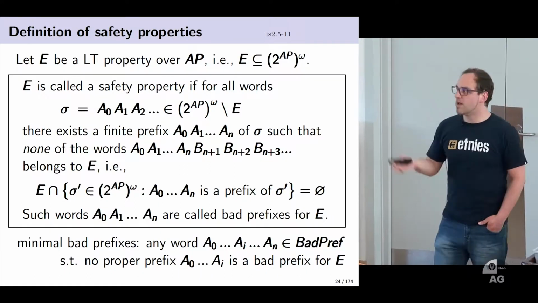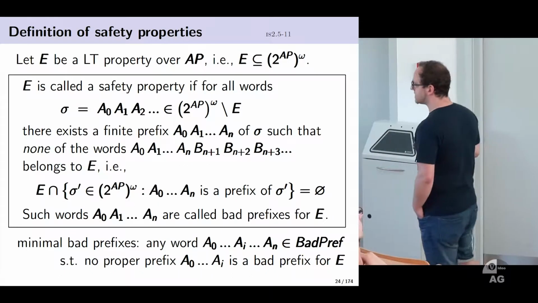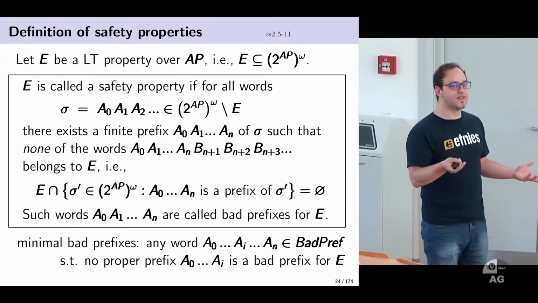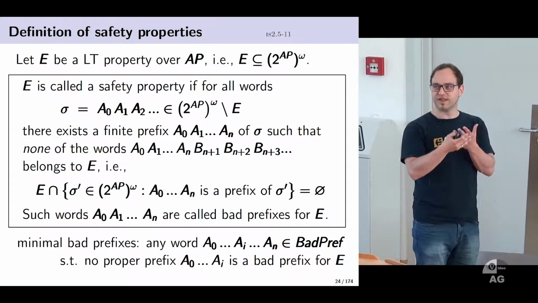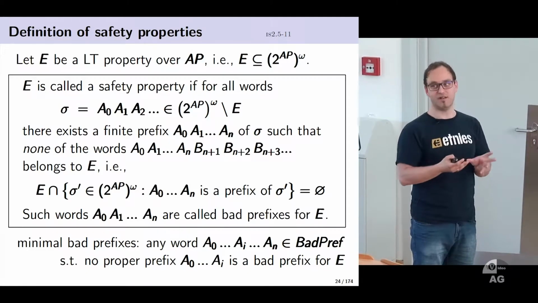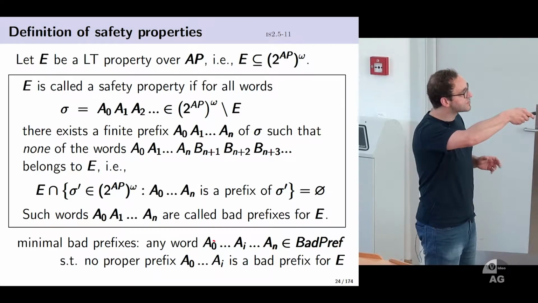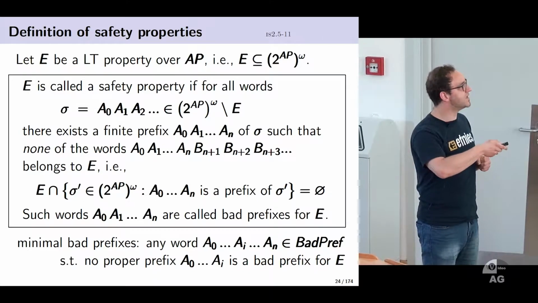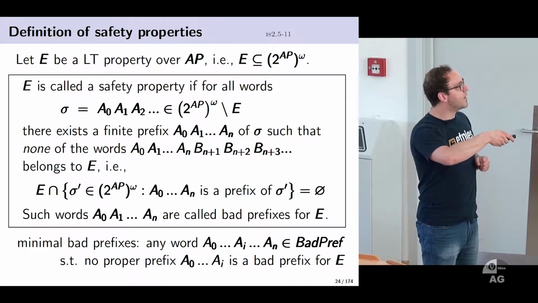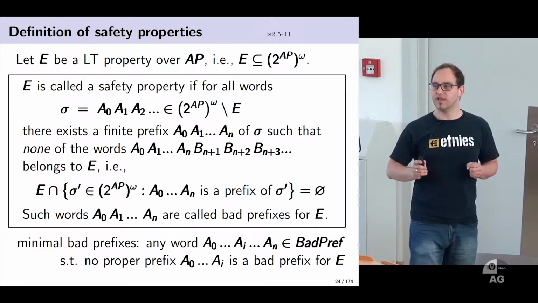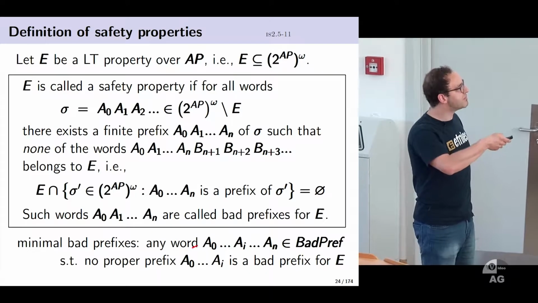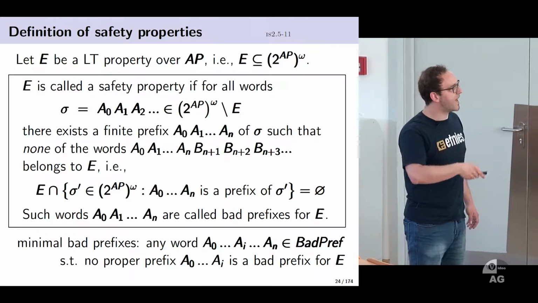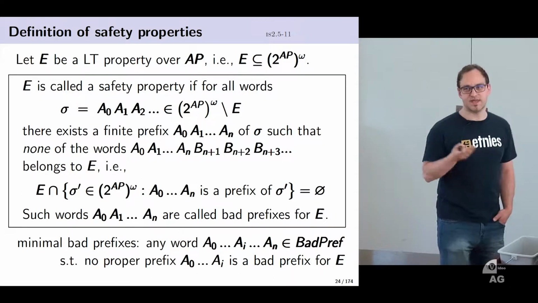And of course, there may be a lot of bad prefixes, so we also have the notion of minimal bad prefixes, which are all bad prefixes such that no proper prefix of this bad prefix is in itself a bad prefix. So think you have this word A0 to AN. It's a bad prefix, so you cannot possibly extend it to be in the property again. But it could be that you can drop AN in the end and still have a bad prefix. And for a minimal bad prefix, this is not possible. So you cannot take anything from the back and maintain the property that it's a bad prefix.